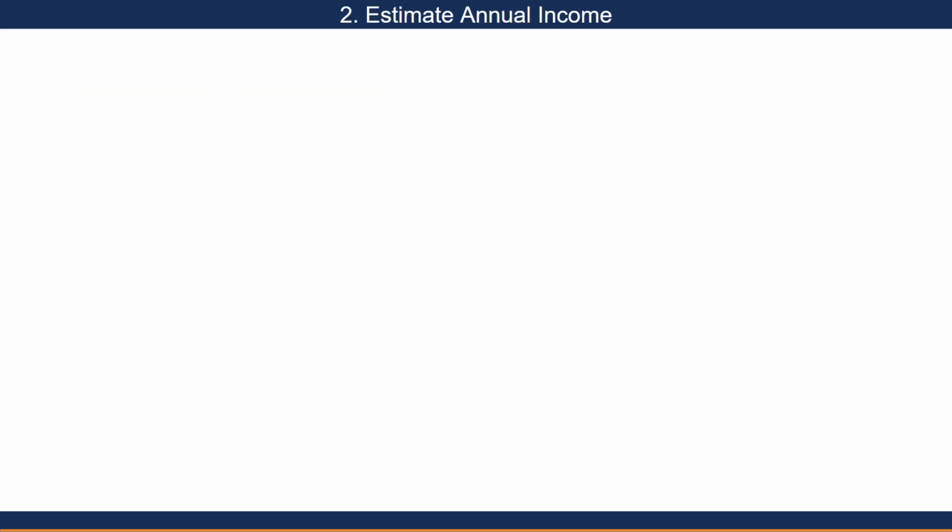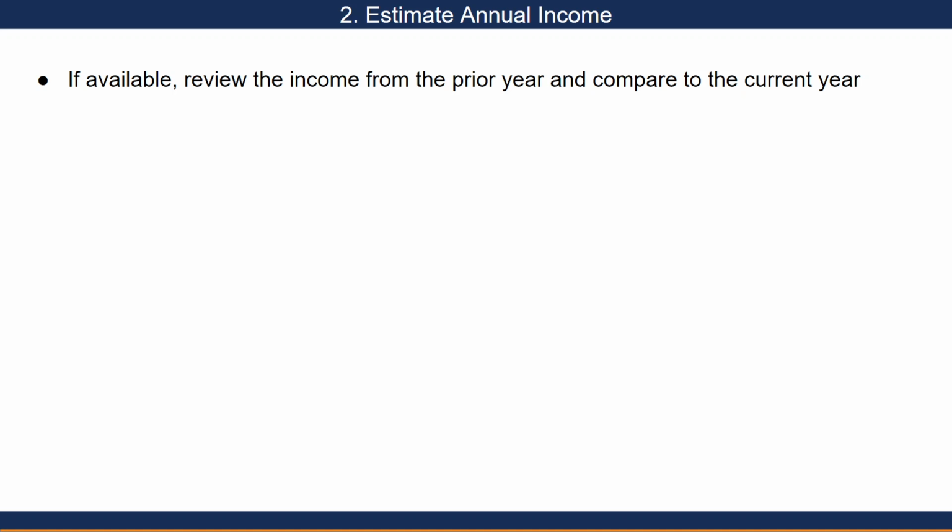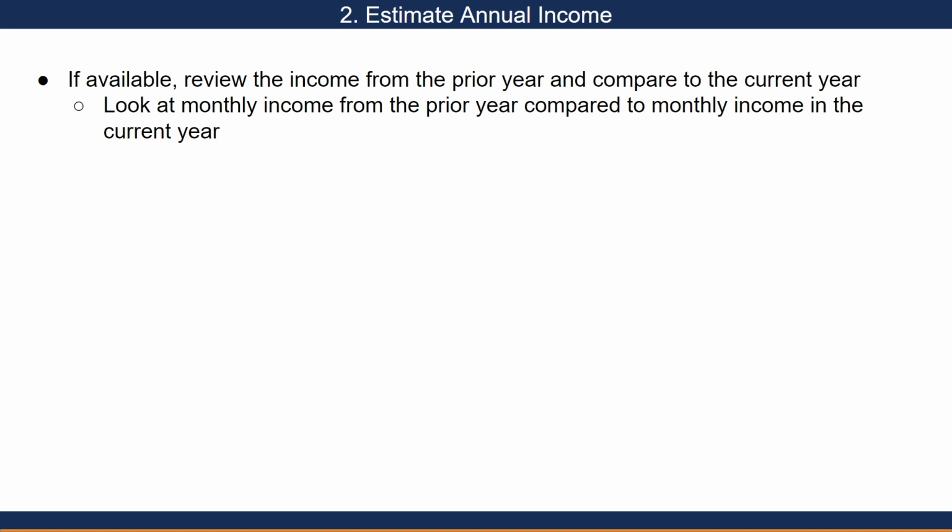Then we estimate the annual income. So to do that, if it's available, we review the income from the prior year and compare it to the current year. To do this, I like to look at monthly income from the prior year compared to monthly income in the current year.